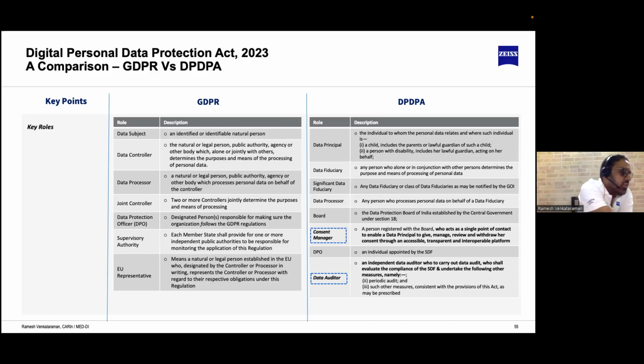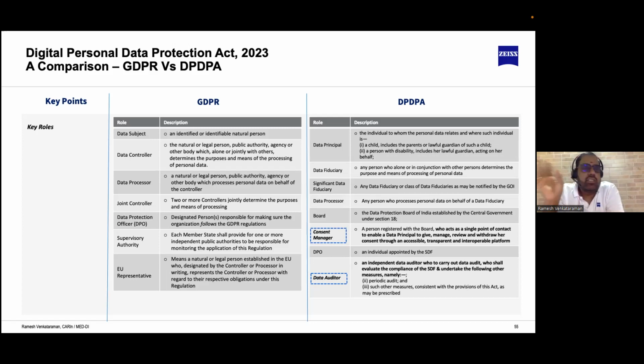It's like the chartered accountants we have, right? Today I get an ITR notification. I do not know, so I request my CA to look into it, right? And then he files on my behalf. Consent manager, but they need to be registered. Data auditor, a unique concept.